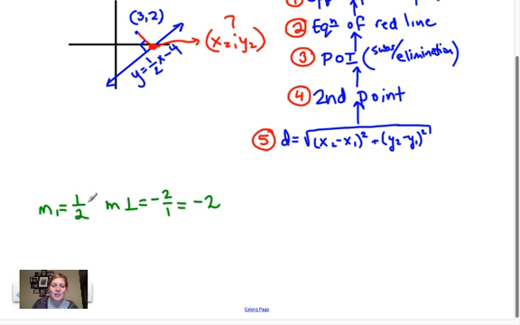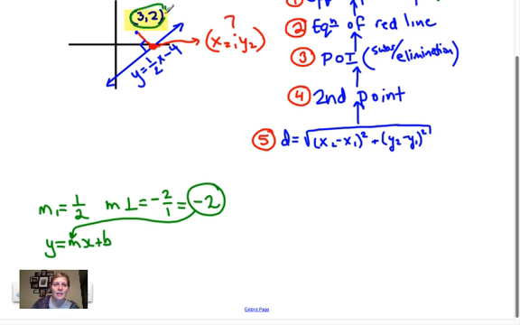So to find the equation of the red line, I'm going to plug that into y is equal to mx plus b. And I know now my slope, which was -2, that's going to plug in for this slope here. But what we're calculating right now is the equation of this red line. So let's take a look at the red line. In order to find out what the y-intercept is, I need to know a point on the red line. And I do know a point. This is the given point right up here, 3, 2, that we're going to plug in for x and y.